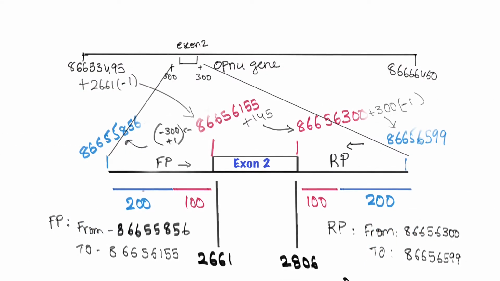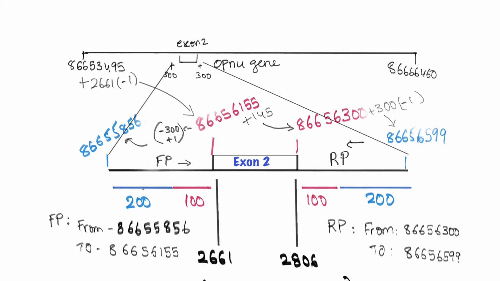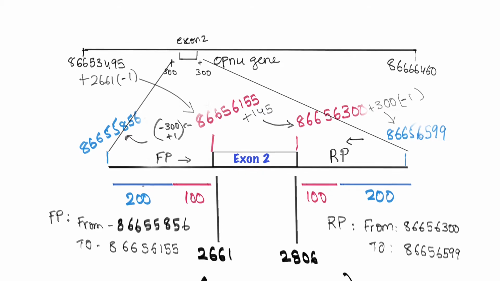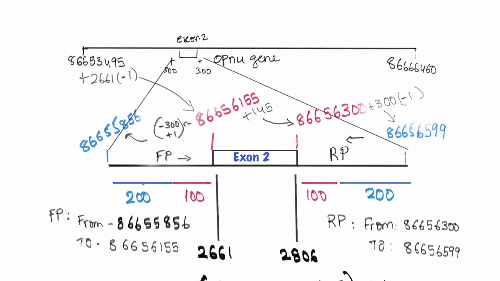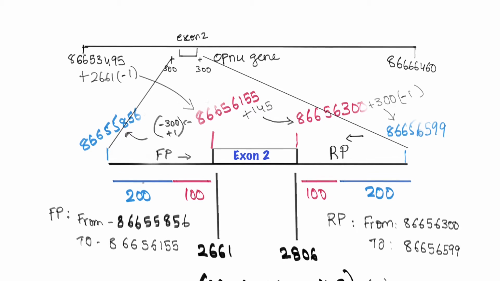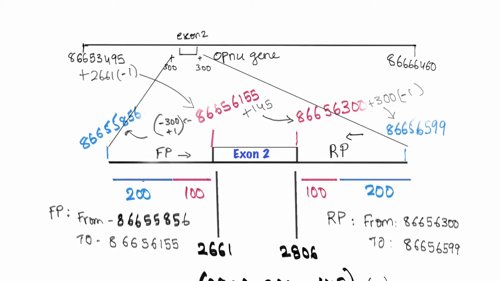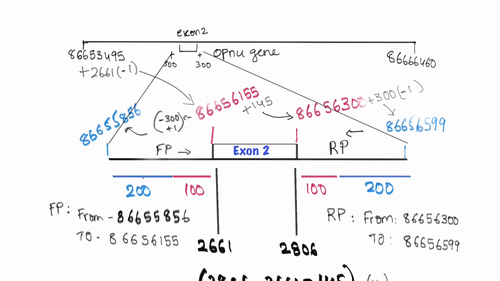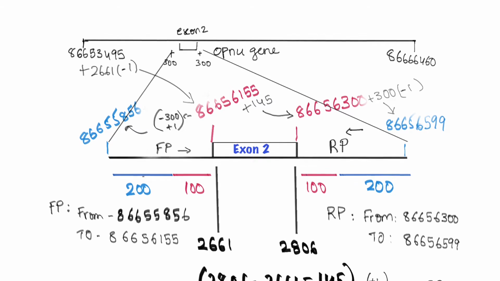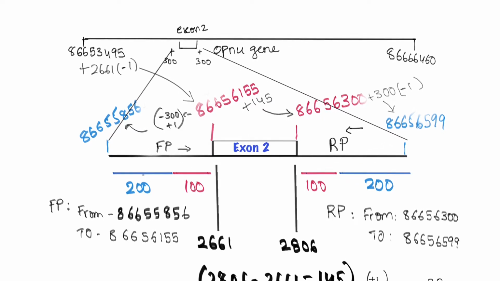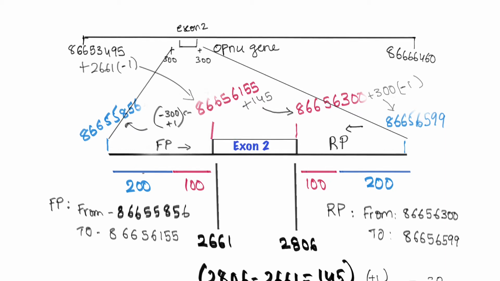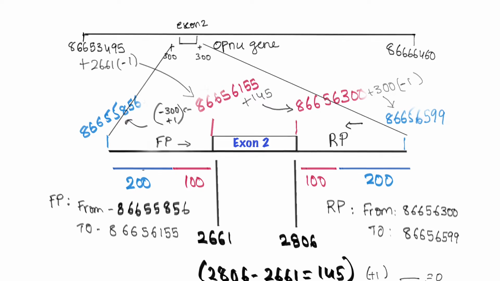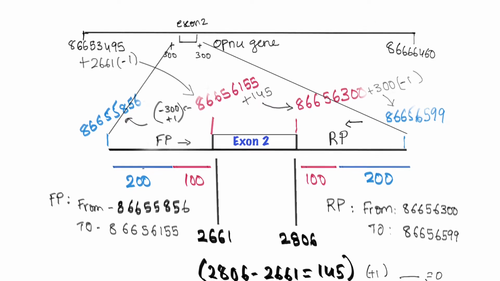To give a detailed understanding of position numbers, I have drawn a picture. The top line represents the whole gene, which has all the 10 exons, which lies in the chromosome position between 8665345 and 8666460. So all our exons of isoform 1 lie in these positions of the chromosome, but today we want to design primers for only exon 2, so we have to know the chromosome positions of exon 2.